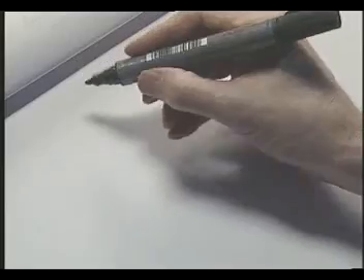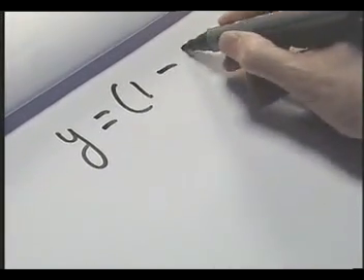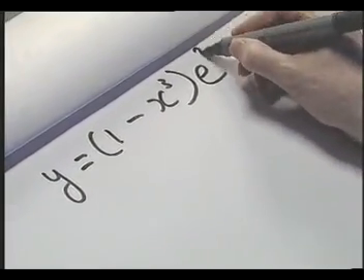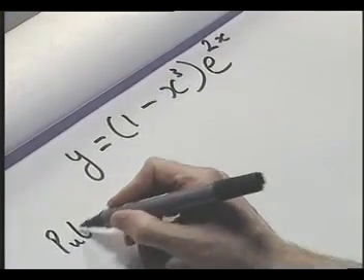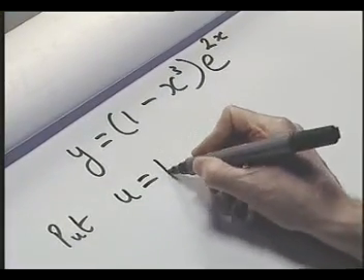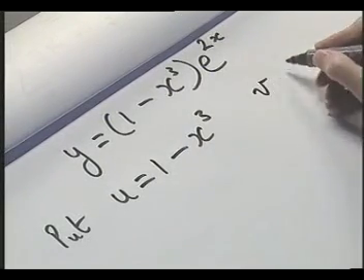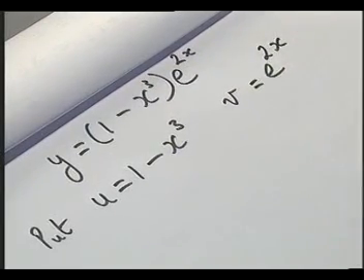We'll just look at one more example. Let's take y equals 1 minus x cubed all times by e to the 2x. First of all, let's identify our u and our v. So we'll put that u is going to be equal to 1 minus x cubed, and that v is going to be equal to e to the 2x.